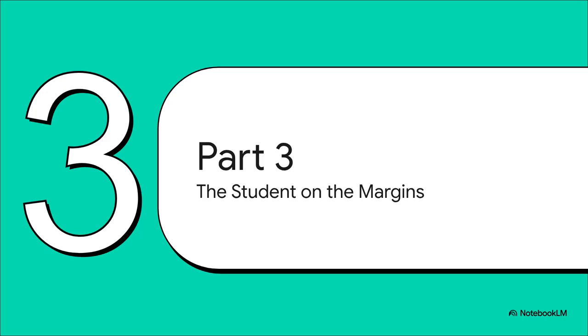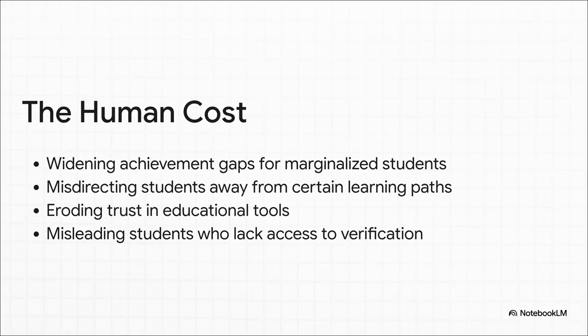And this is where we get to what is, for my money, the most important part of this whole conversation: the human cost. What does this actually do to students, especially kids who might already be on the margins? Think about it. A biased AI isn't just a one-off mistake. It can systematically hold back students from certain groups, making achievement gaps even worse. It might even steer a brilliant student away from a subject they would have loved just based on a flawed pattern. It makes them lose trust in the very tools that are supposed to be helping them.